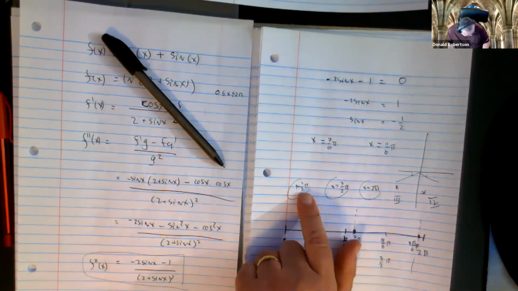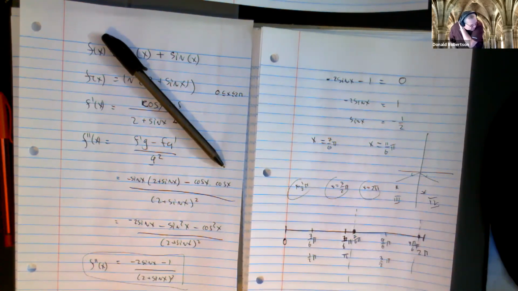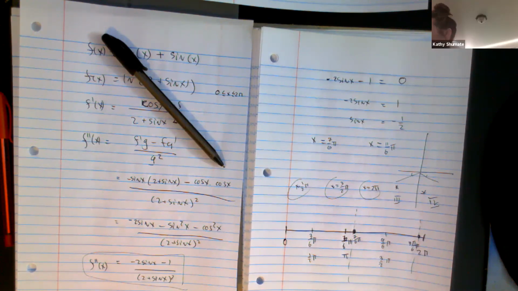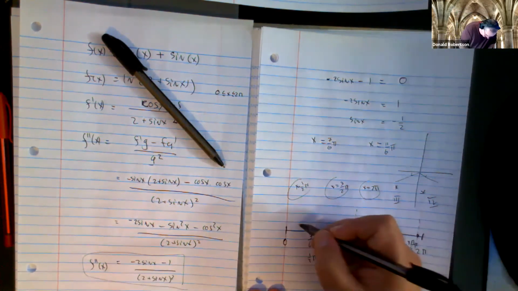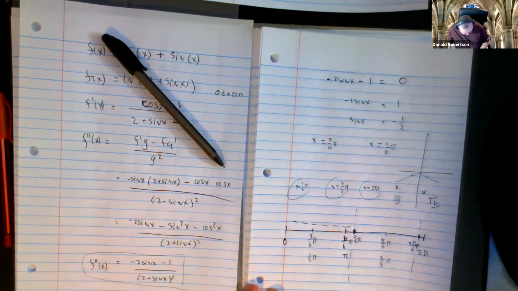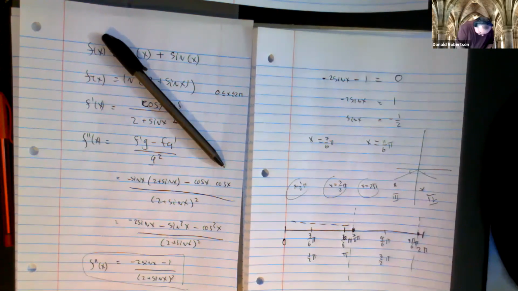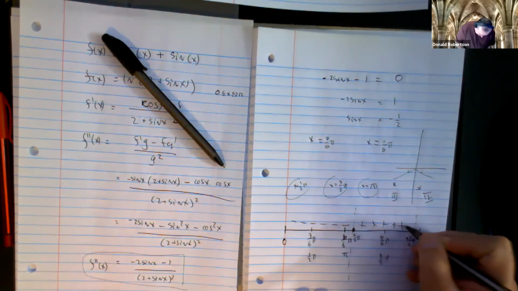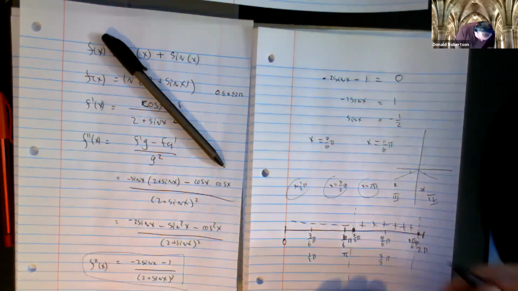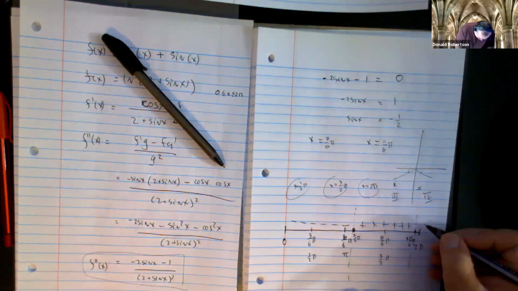Okay, so at a half pi, what's the sine of a half pi? I do not have that memorized. The sine of a half pi is 1. So times -2, 1 times -2 makes this guy negative. Okay, if you do 1.5 pi, it makes these guys positive. And if you do 2 pi, it makes it negative again.